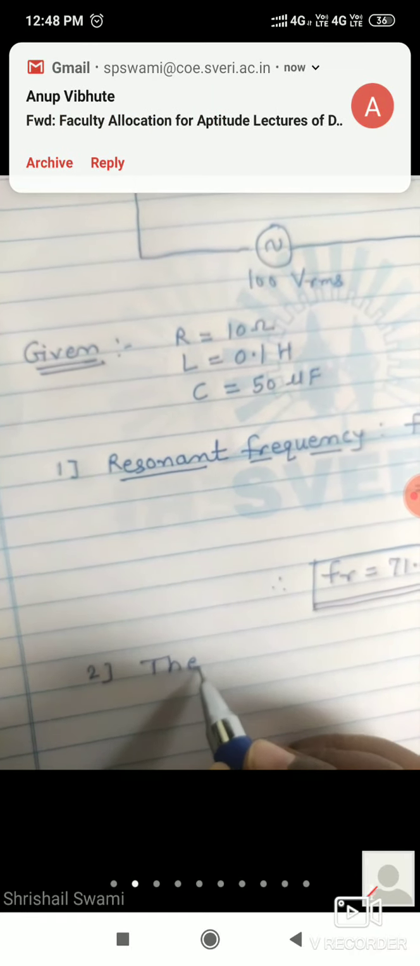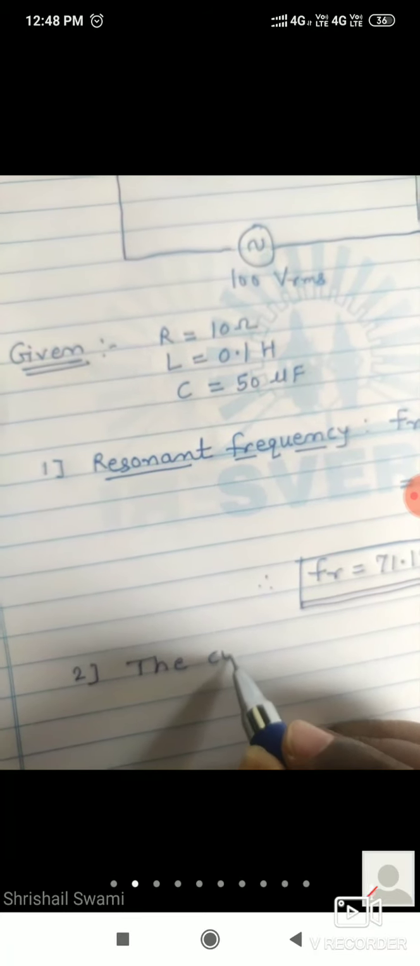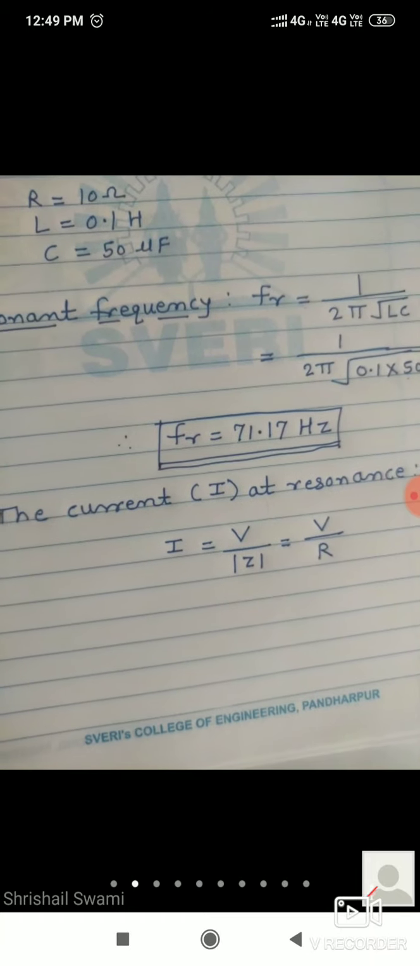So what is the second one? Voltage across inductor at resonance. First of all, to find out voltage, we need to calculate the current. Therefore, first of all, we calculate the current at resonance. So what is the equation of the current at resonance? That is I is equal to total voltage V divided by total impedance. What is the value of total impedance at resonance? That is V divided by R.